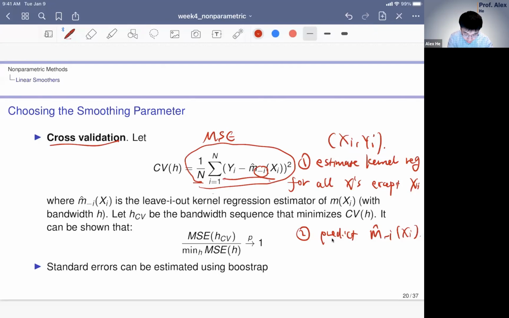And then theoretically, you can show that the MSE you get using this cross-validation would be equal to that smallest MSE possible, okay? Therefore, that's the way we choose the bandwidth H. We just calculate this statistic, which is the average MSE for all of the x's, which is a function of H, right? And then we choose the H that minimizes this function. And that is the optimal H because that's the H that gives us the best prediction of Y given X. And if you care about standard errors, then you can also do bootstrap. Okay, so that's the same idea we talked about last week.